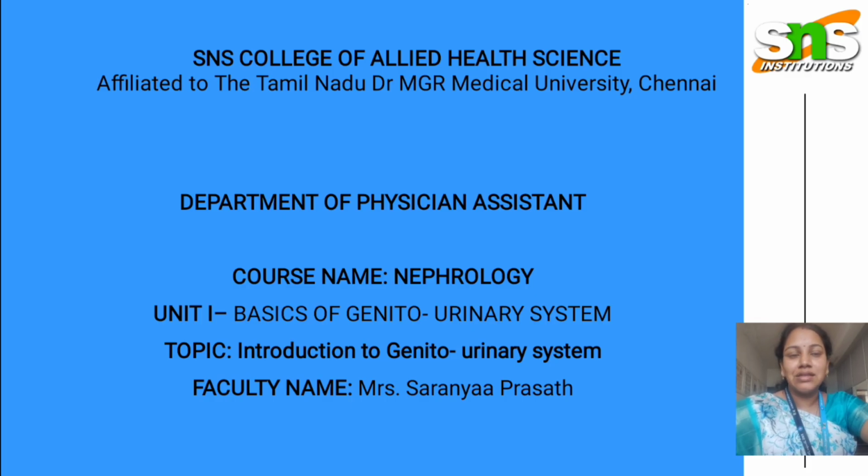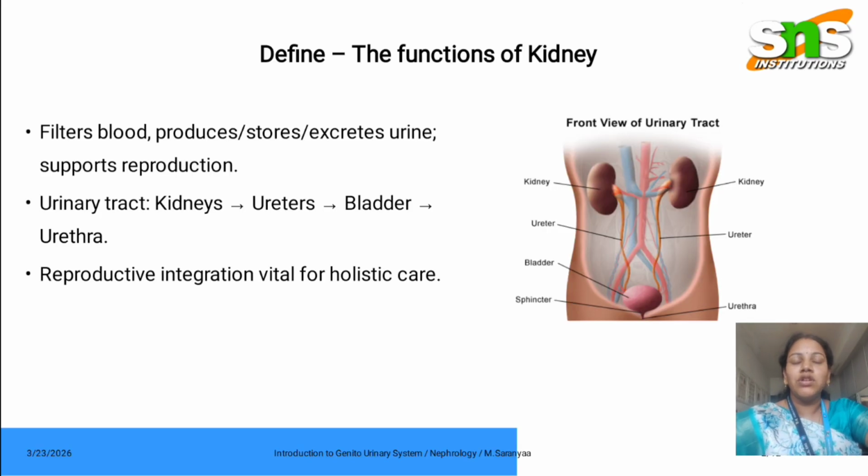Today we are going to discuss a topic about the basics of the genitourinary system from the subject nephrology. So what are the major functions of the kidney? That is what we are going to see here. Because we are talking about the genitourinary system, it is mainly the kidney, ureter and the urinary bladder. The major function is that it filters the blood, it produces, stores and excretes the urine, it supports reproduction, and it also helps every waste to be removed from your body.